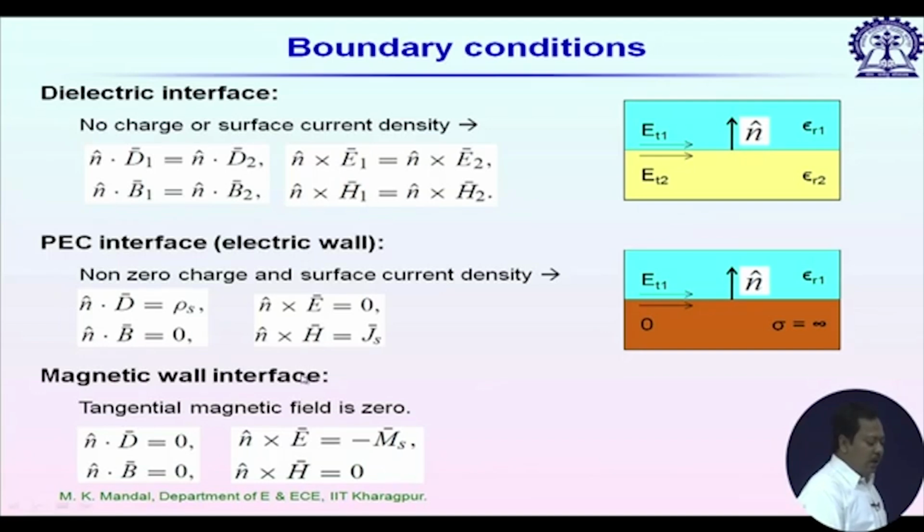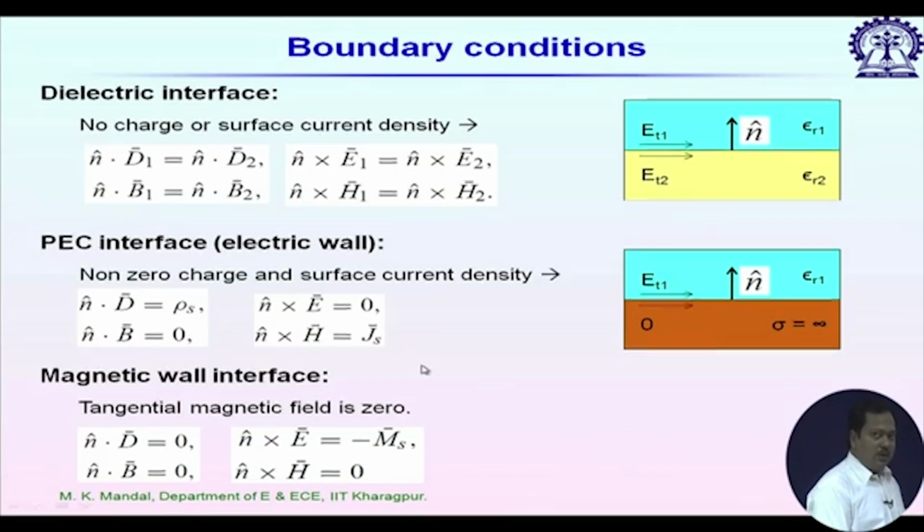So, two important observations from these last two, electric wall and magnetic wall interface. For the electric wall, we have only the normal component of electric field, as the tangential electric field component is 0, and for the magnetic wall we have tangential magnetic field 0. So, we have only the normal component of magnetic field. The first one, electric wall, sometimes we call the short circuit condition, and the second one, magnetic wall, sometimes we call the open circuit condition.